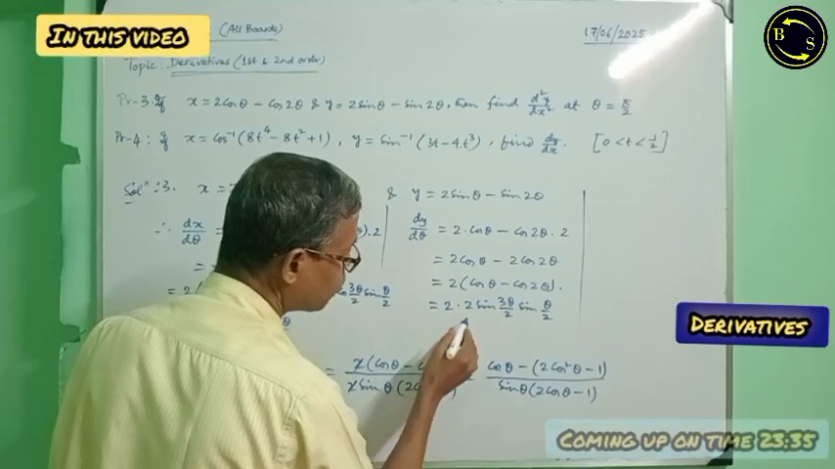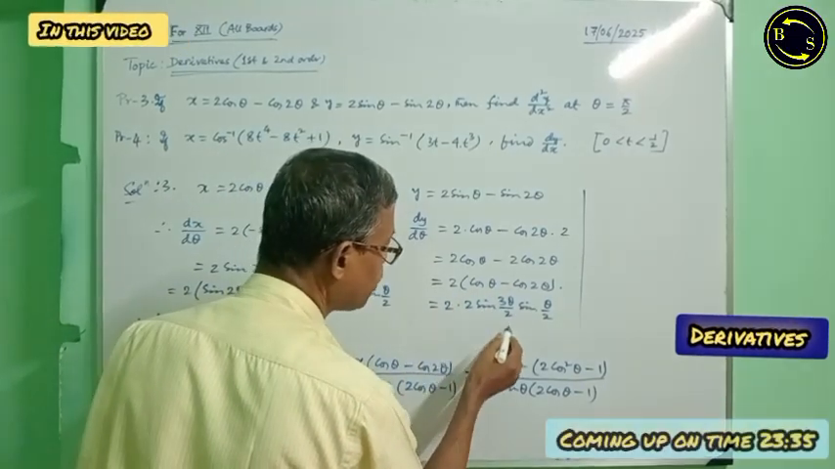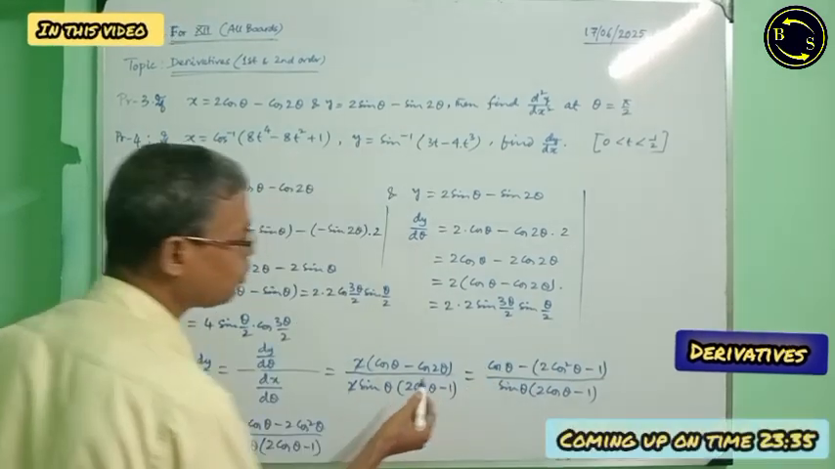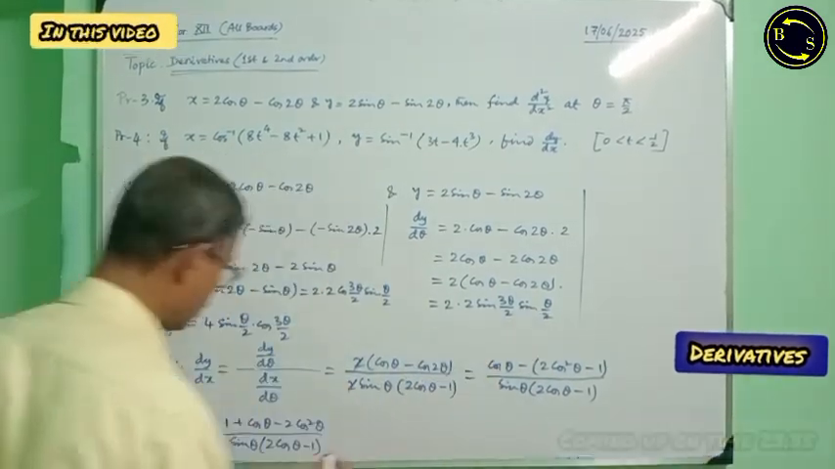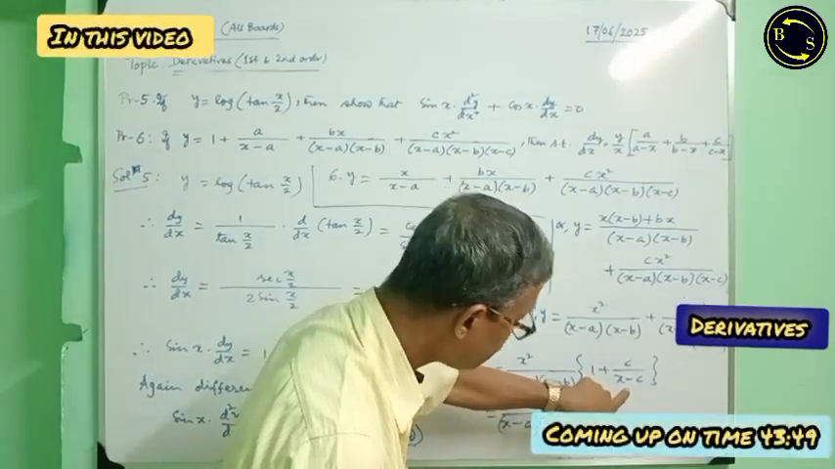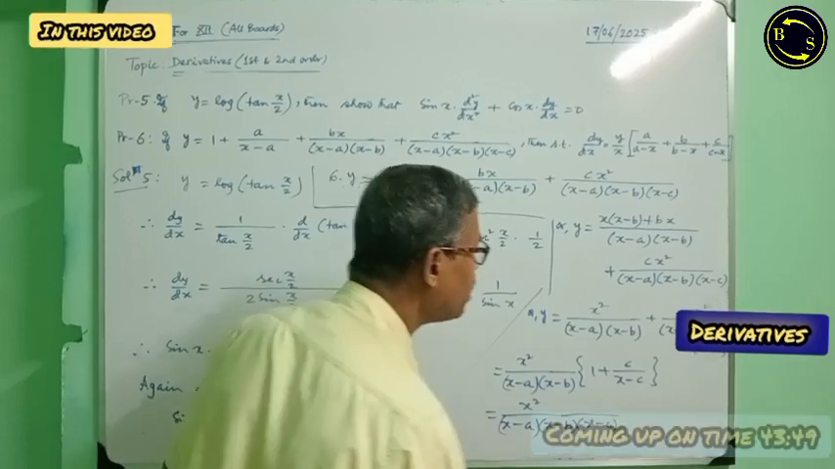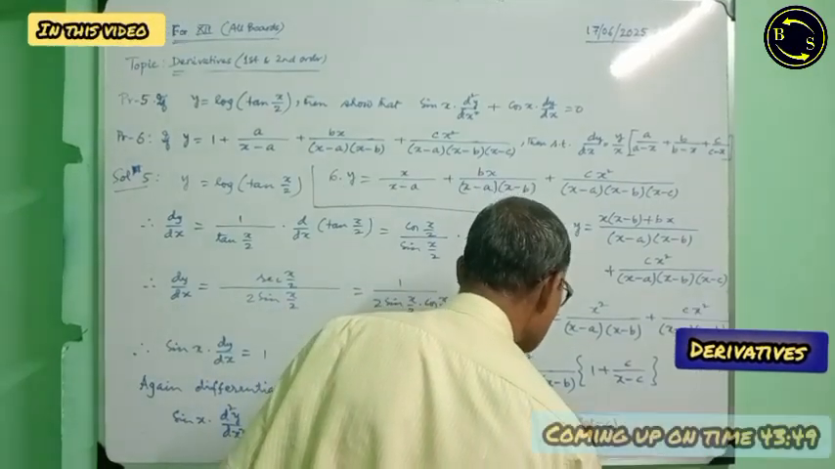Cos c minus cos d formula I have applied. That means 2 sin (c plus d) by 2 sin (d minus c) by 2. We get this form, 1 plus c by x minus c. On simplification, c will be cancelled at the numerator. Then there will be x.